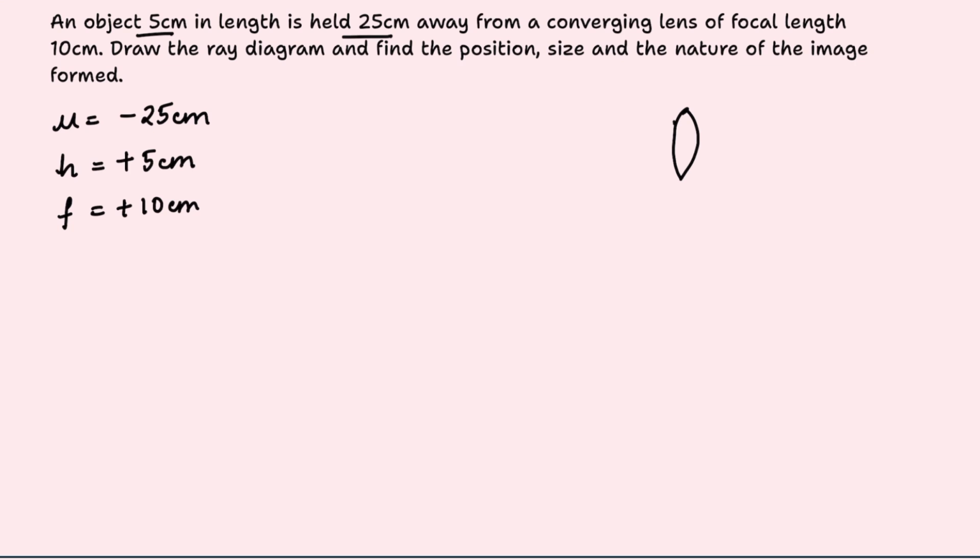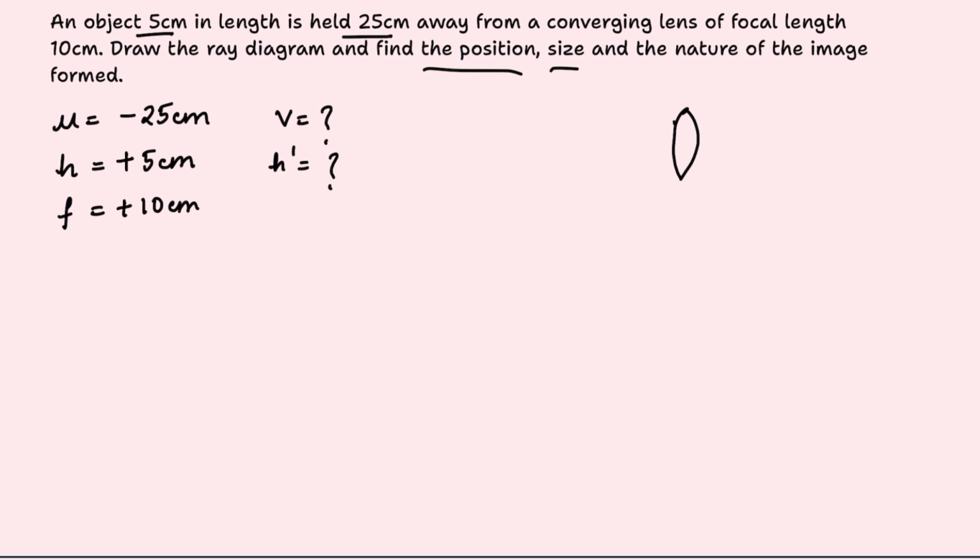And what do we need to find out? In order to draw a ray diagram, we need to find out the position of the image, which is represented by V. So V we need to find out. Then we need to find out the size of the image, which is nothing but H dash, and then the nature of the image, which we will come to know once we know the size and position.